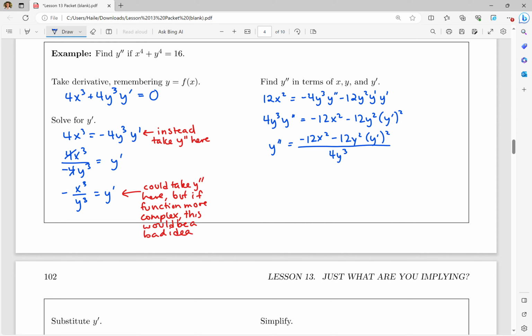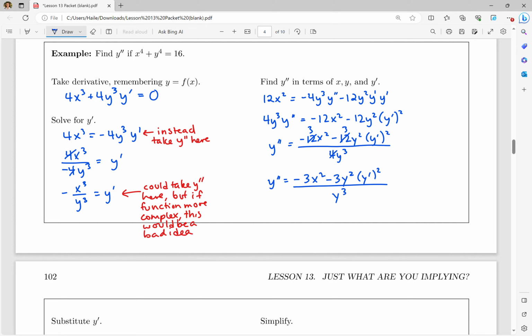cubed. And I can simplify this a little bit more by canceling the 12's with the 4, and so we get 3's on top. So we finally have negative 3x squared minus 3y squared times y prime squared all over y cubed.